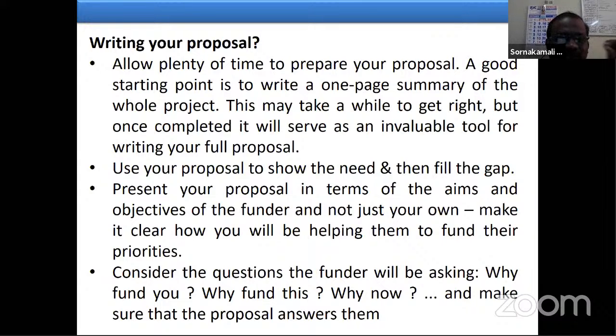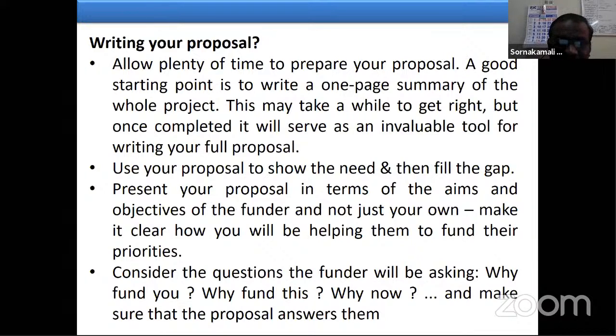Okay. Then your proposal should show the need. Then it should fill the gap in that area. Then present your proposal in terms of the aims and objectives of the funding agency, not your own. For example, the National Medicinal Plant Board always aims to look for secondary metabolites or macrolides from the plant. So in that funding agency, you cannot make a physics proposal.